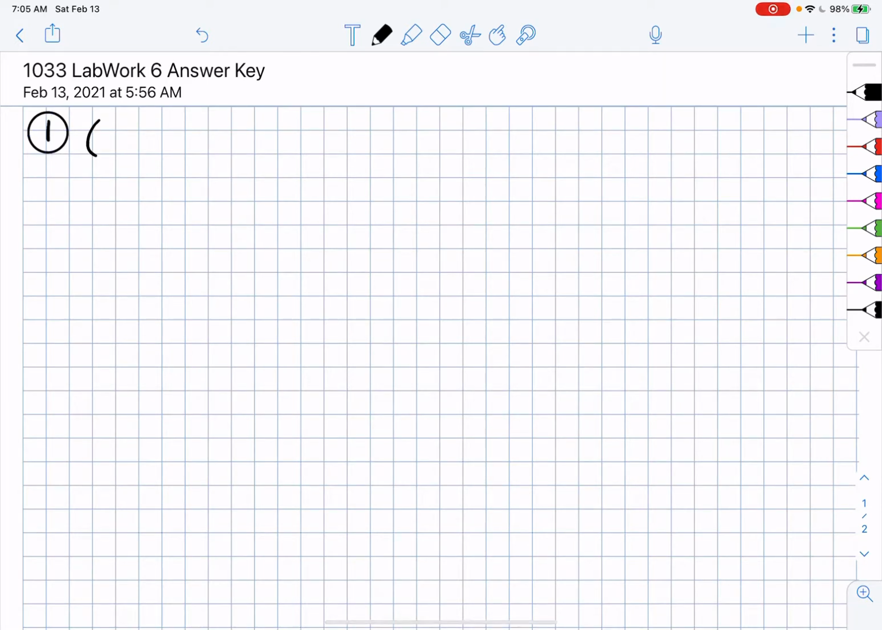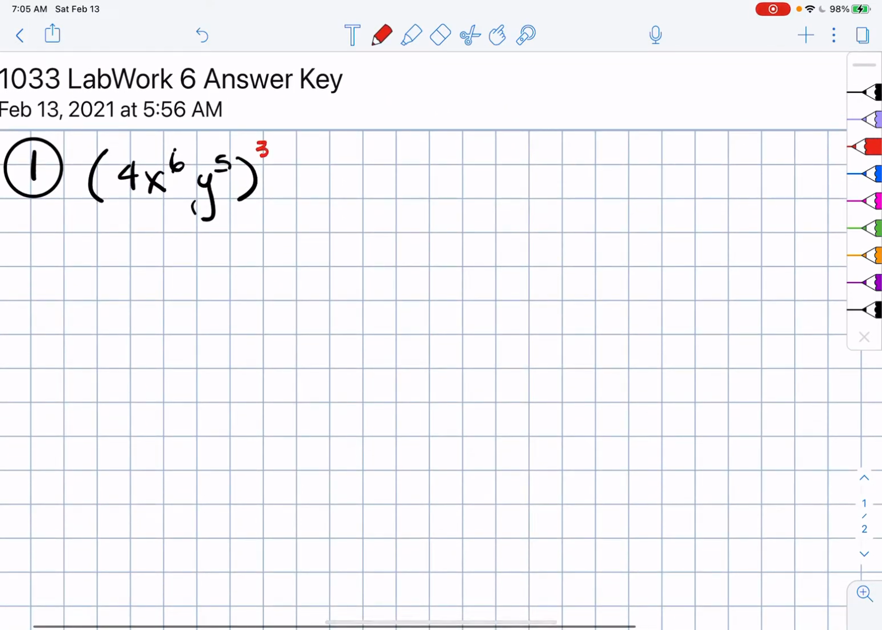We have 4x to the 6, y to the 5th, all raised to the 3rd power. Actually, you know what? I'm going to do it this way. And then we have x to the 8th, y squared, all raised to the negative 4 power.